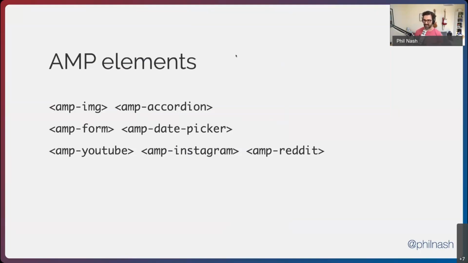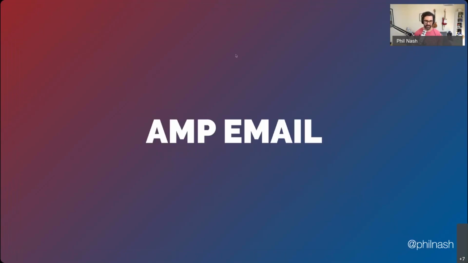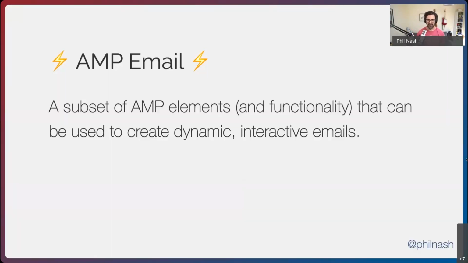AMP email is the thing that got me excited about AMP in general, because AMP email has nothing to do with this Google cache of things, so we don't have to worry about that anymore, which is nice. So AMP email is a subset of the AMP elements and a bit of a subset of their functionality as well. You can do less inside an email, but you can use it to create dynamic interactive emails, which is pretty exciting. And so AMP email is the thing that's behind that Google Docs comment feature that we just saw. And I'm just excited to be able to build with this kind of thing.